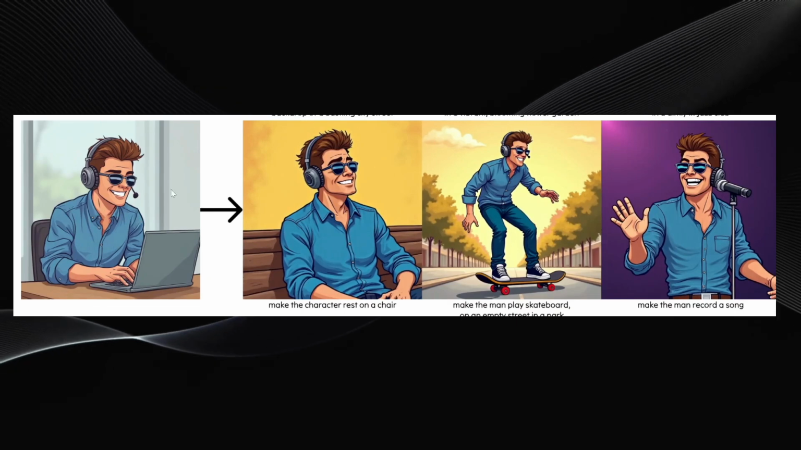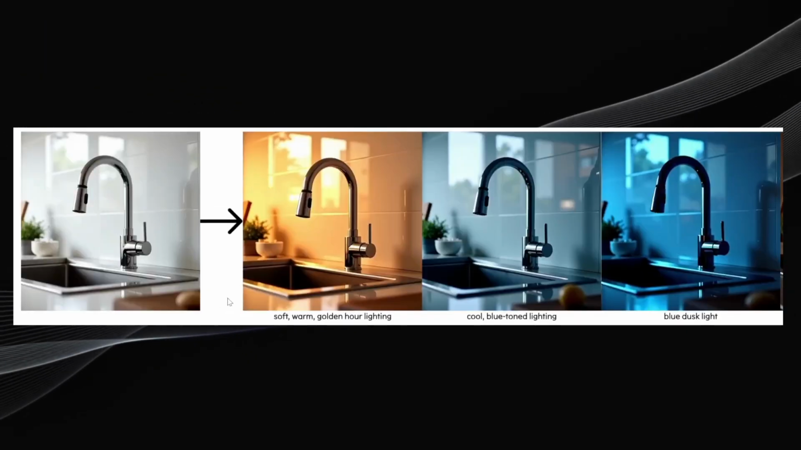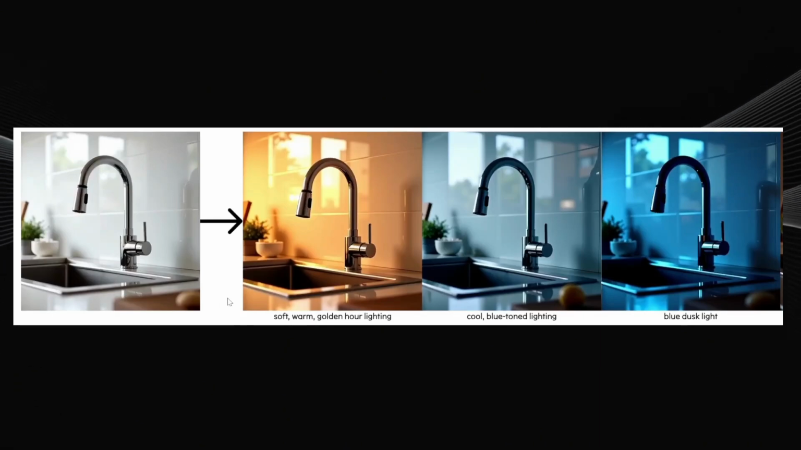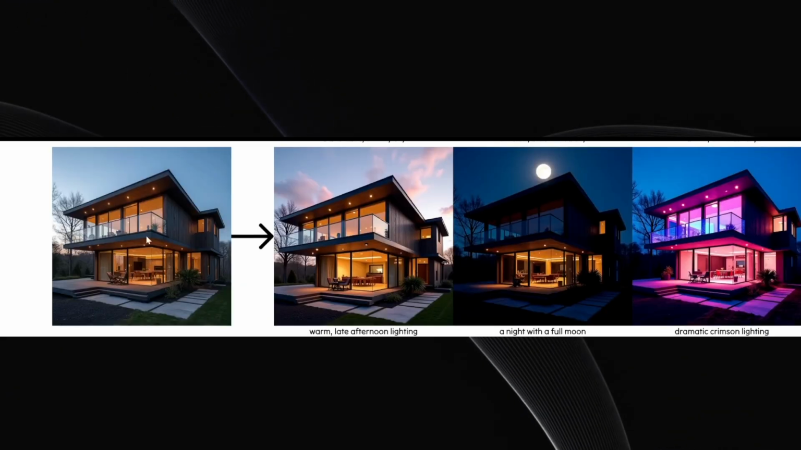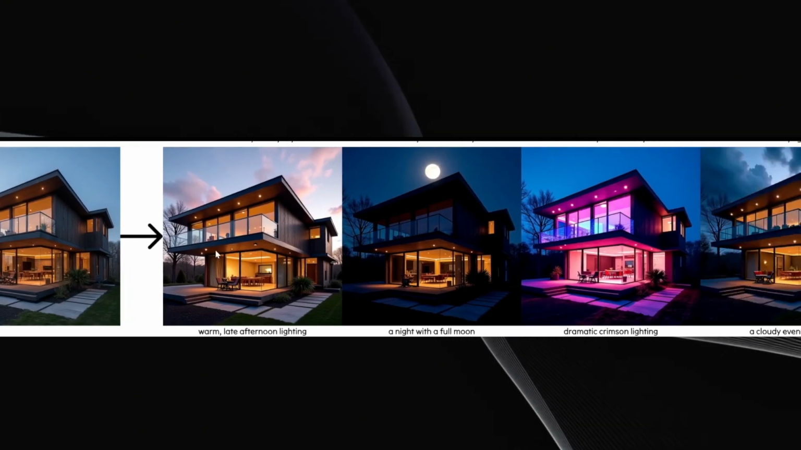But wait, there's more. This AI can even be your lighting guru. Give it a picture and ask for soft, warm golden hour lighting. Done. Cool blue-toned lighting? You got it. Blue dusk light? No problem. It's like having a professional lighting crew at your fingertips. It's even perfect for things like real estate photography. Imagine instantly changing the lighting conditions of a room.